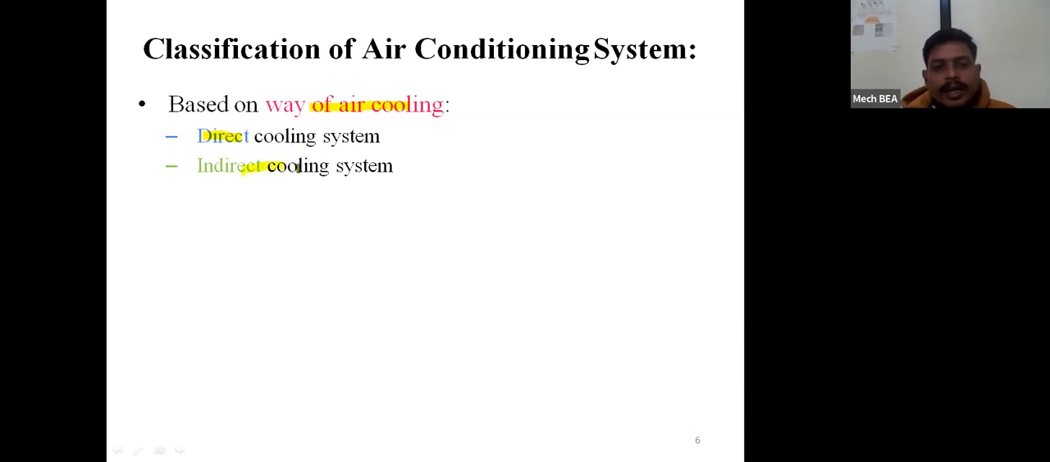And in case of indirect cooling system, with the help of primary refrigerant, we are preparing chilled water. And with the help of that chilled water, we are cooling the air. That means there will not be direct contact of the primary refrigerant and the air which we are cooling. Such type of cooling system will be called the indirect cooling system.